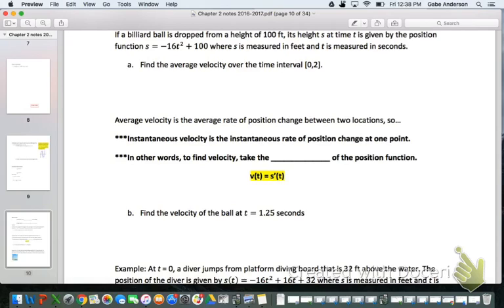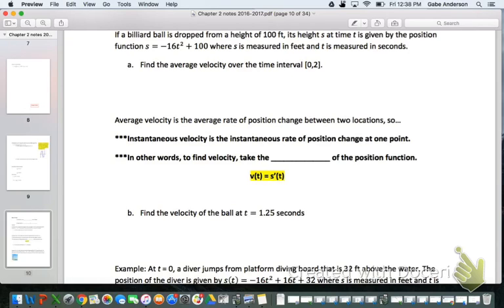Question A, the billiard ball being dropped. But this time part B is worded a little differently than part A. Part A said find the average velocity. Part B says find the velocity of the ball. What's that next word? That's a pretty important word, right? Because now we are not talking about average velocity. We're talking about instantaneous velocity at a single point in time. So, in order to do this, I need a velocity function. What do I need to do, Ashley?